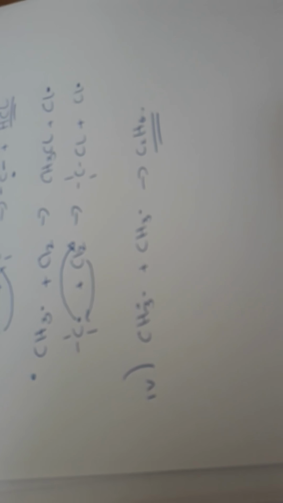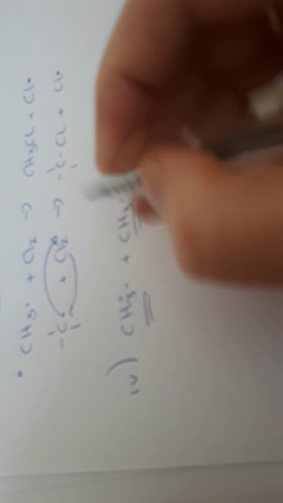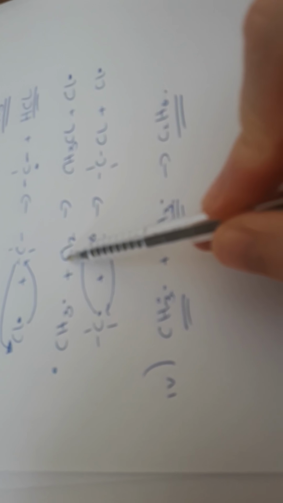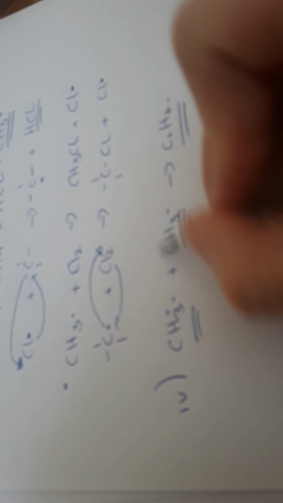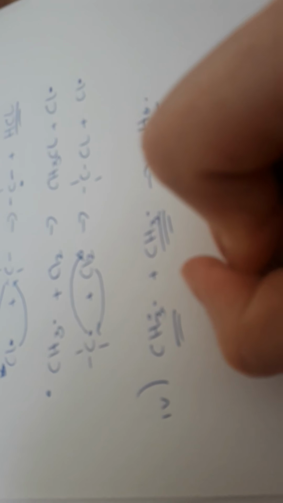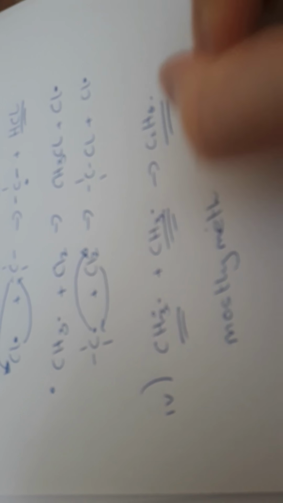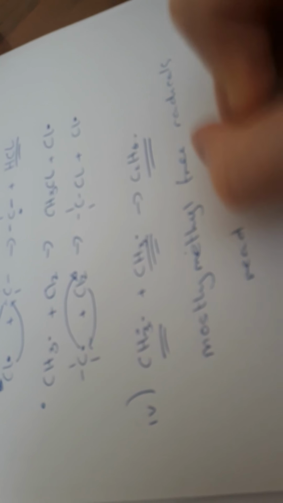And then you're asked to explain why only a trace quantity is found. The reason why is because mostly these methyl free radicals, as we can see up here, are going to react with the chlorine. So this really only happens at the end. So most of the methyl free radicals react with the chlorine. And that's that.